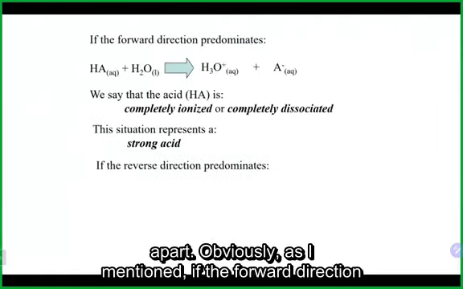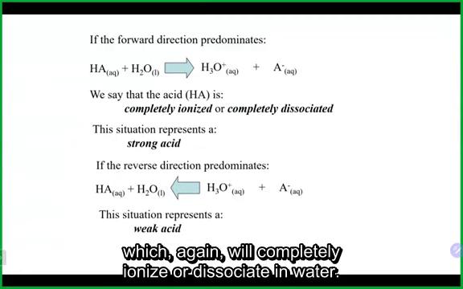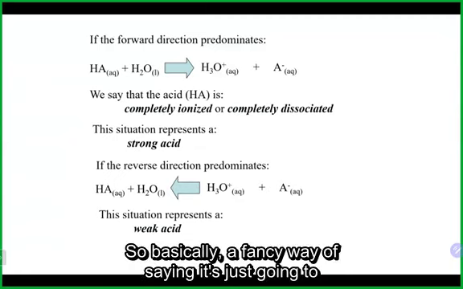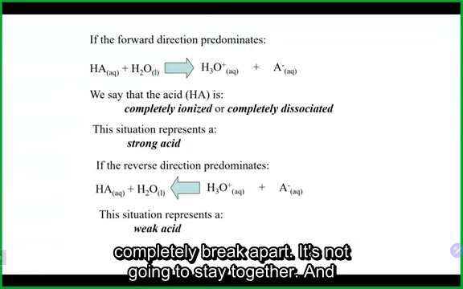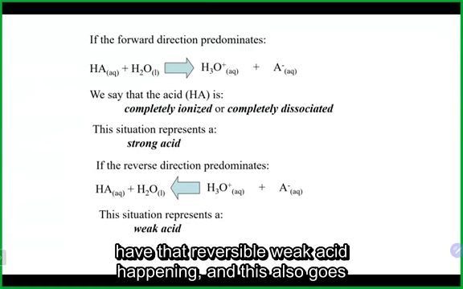Obviously, as I mentioned, if the forward direction predominates with the giant arrow, you have a strong acid, which will completely ionize or dissociate in water. So basically a fancy way of saying it's just going to completely break apart. It's not going to stay together. And again, if that reverse direction predominates, then you have that reversible weak acid happening.